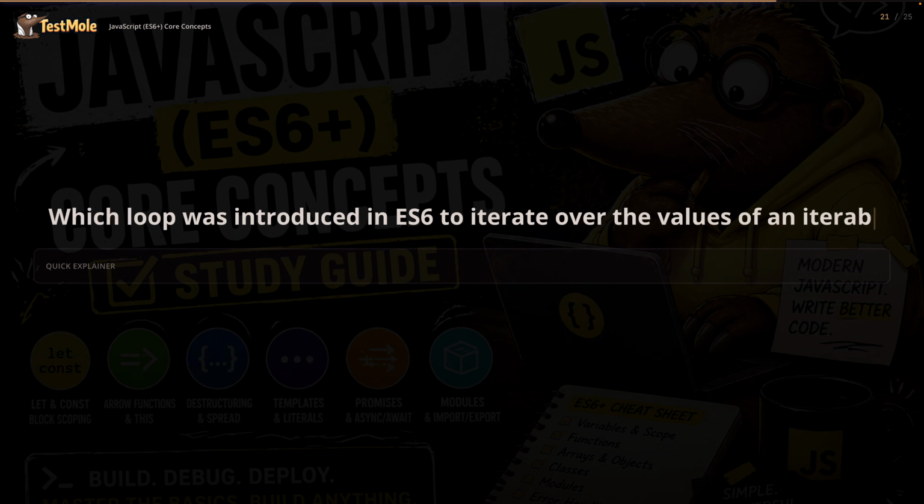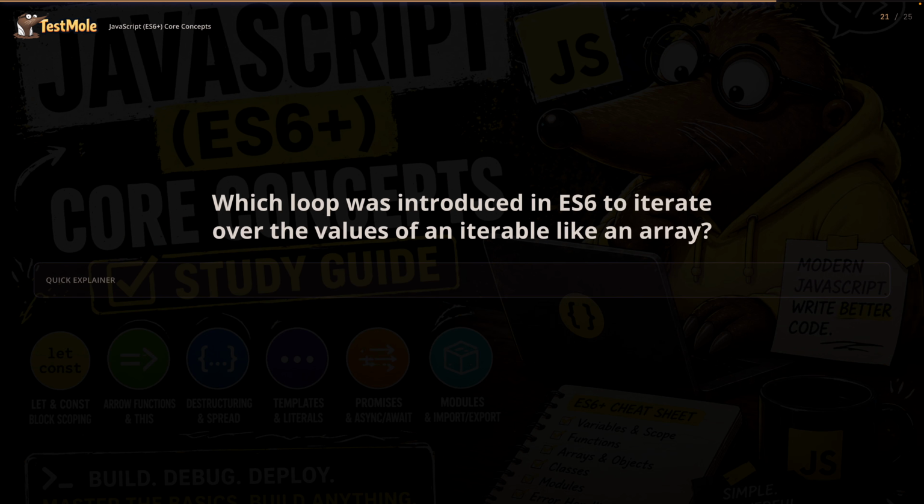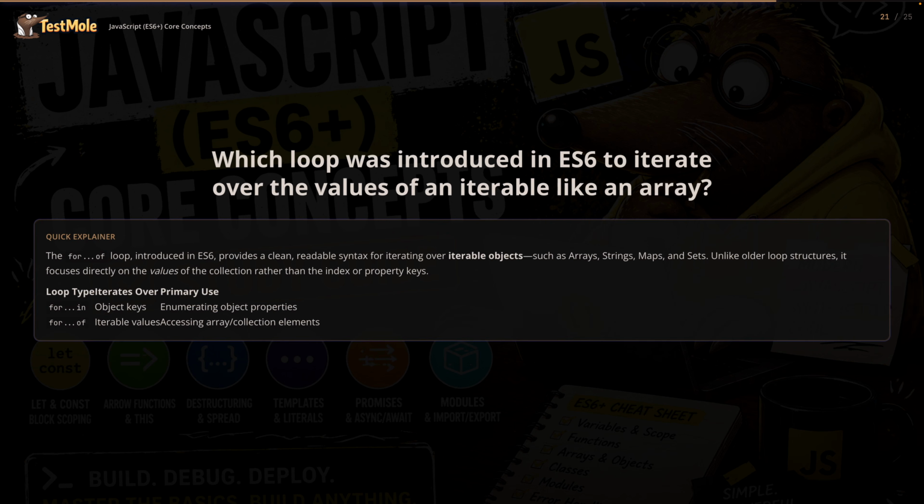Which loop was introduced in ES6 to iterate over the values of an iterable like an array? The for...of loop, introduced in ES6, provides a clean, readable syntax for iterating over iterable objects, such as arrays, strings, maps, and sets. Unlike older loop structures, it focuses directly on the values of the collection rather than the index or property keys. Loop type, iterates over, primary use. For...in, object keys, enumerating object properties. For...of, iterable values, accessing array or collection elements.